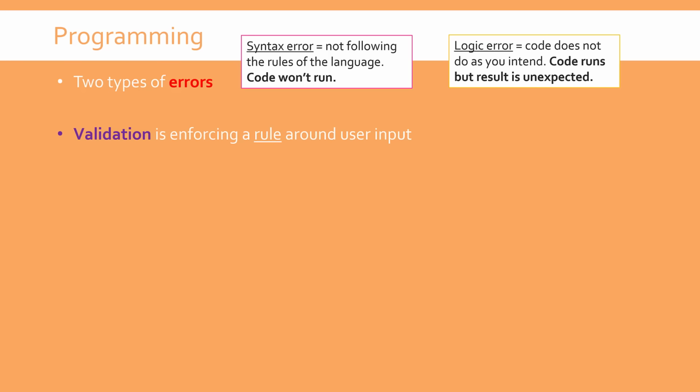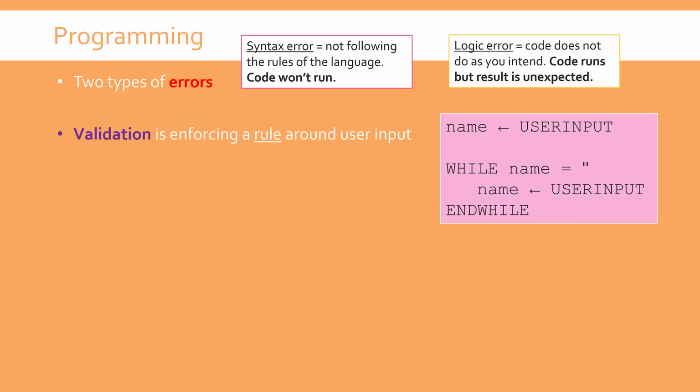Validation is where you are enforcing some rule around user input, usually to try and avoid errors actually. So for instance, you might use a while loop to ensure that the user types something in and they don't type in just nothing. So often while loops are used for validation. Actually also used for authentication too. This is where you're checking the identity of a user, so most often password or username checkers.